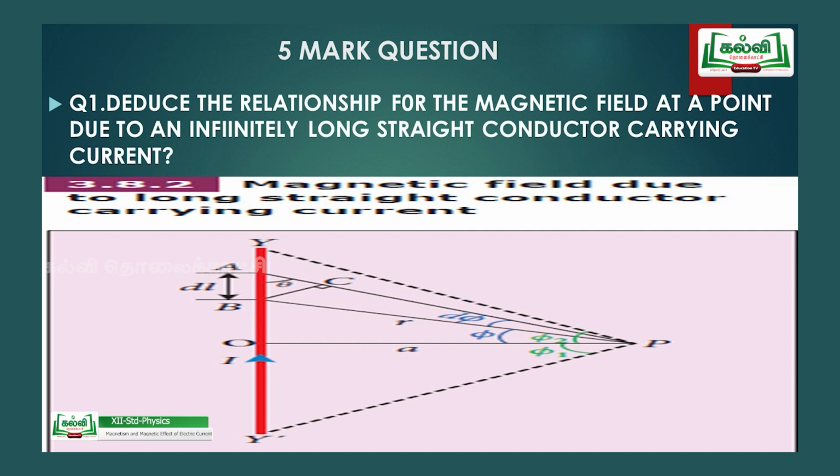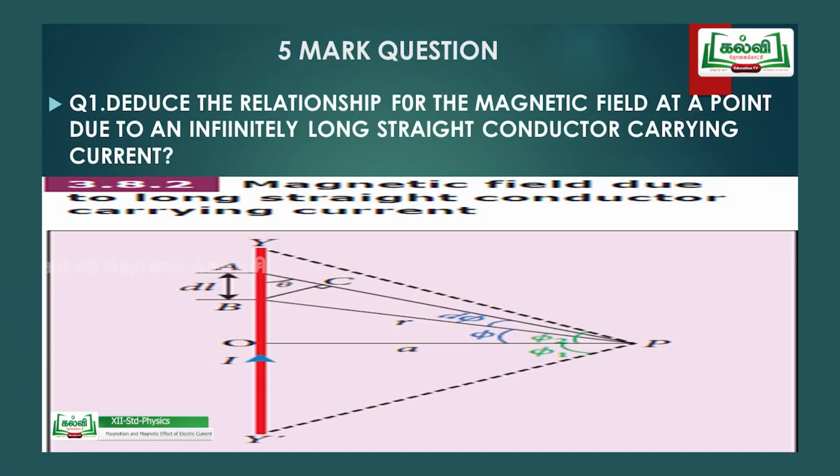Now, we will move on to 5-mark questions. So, the first 5-mark question is deduce the relationship for the magnetic field at a point due to an infinitely long straight conductor carrying current. So, this is the question. What we have to find? Magnetic field at a point due to an infinitely long straight conductor carrying current.